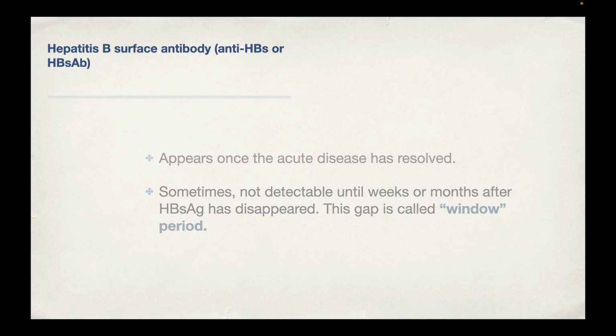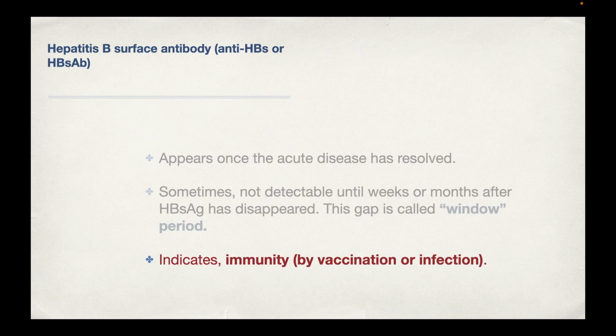Now, anytime we find the hepatitis B surface antibody in the blood, it indicates immunity. So the patient might have been immune through vaccination or after the patient got infected. So this is the period when we get hepatitis B surface antibody in the blood.